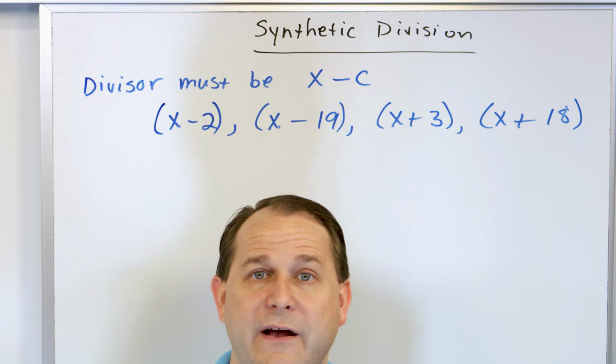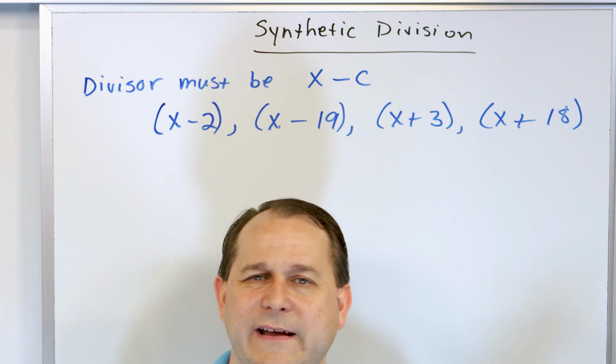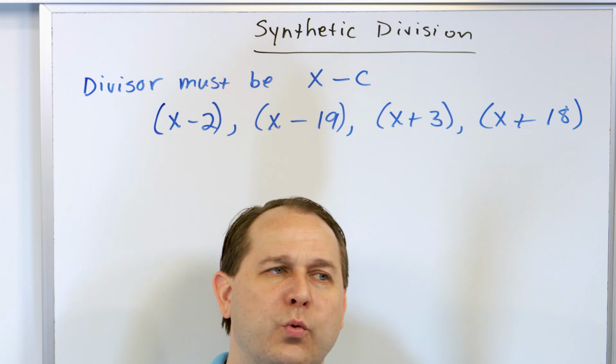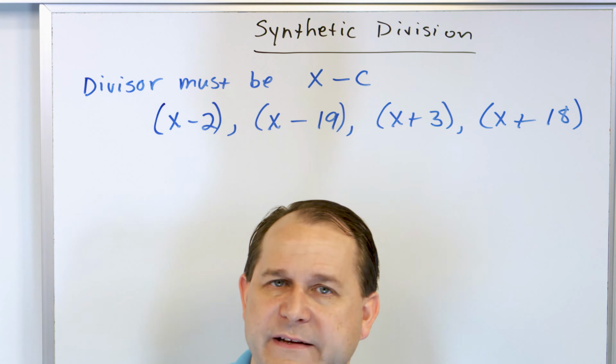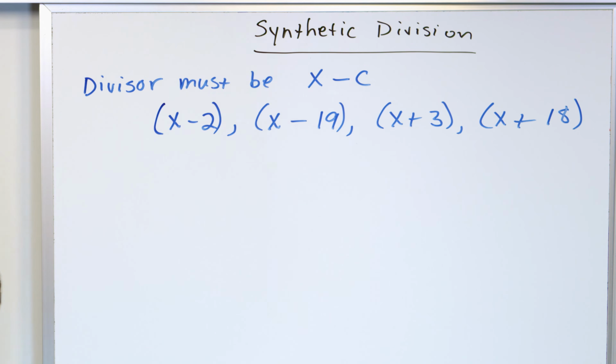Consider that c can be positive or negative. So really it's better to say that you can use synthetic division when you divide by x plus a number or x minus a number. All right, so what does it look like?